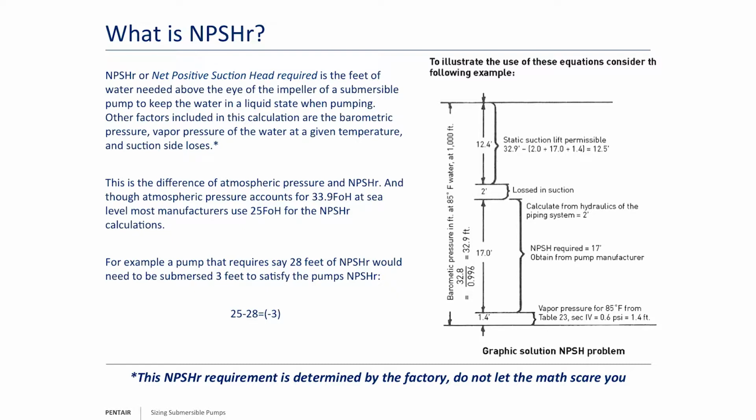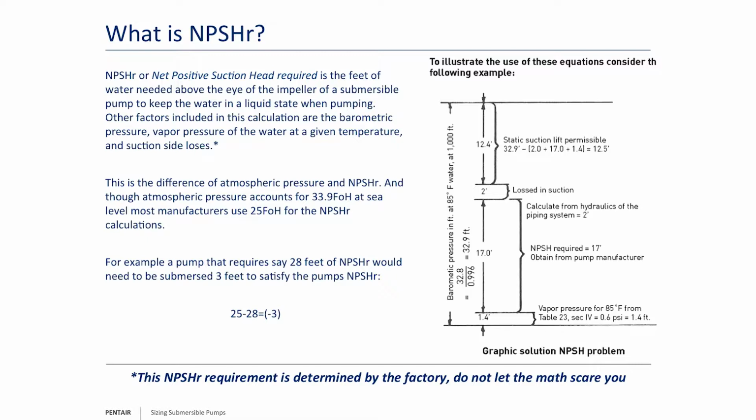Net positive suction head is telling you how many feet of head you need over that impeller to keep the liquid liquid. In our previous example, we have a pump that has, let's say, 28 feet of net positive suction head required. So I know I have 25 feet of atmospheric pressure. I subtract from that the 28 feet that the pump requires, and I have a deficit of 3 feet. That means in order to keep the liquid in liquid state, I must submerge the pump a minimum of 3 feet to satisfy the net positive suction head required.